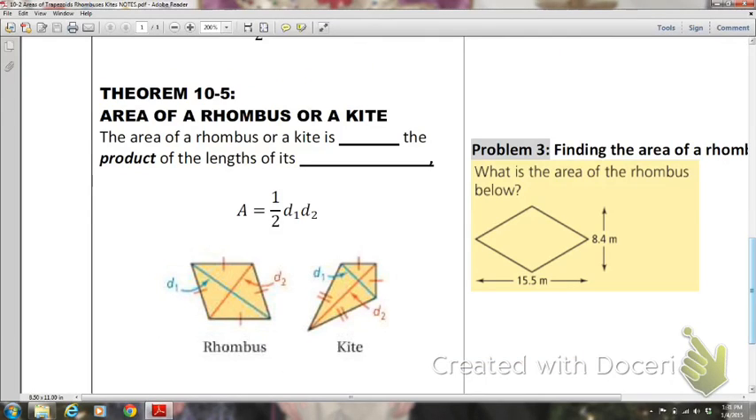And the last theorem in this lesson is the area of a rhombus or a kite. They put these together because they have the same formula. The area of a rhombus or a kite is going to be half of the product of the lengths of its diagonals. So here you have to be able to identify what is a diagonal. A diagonal, by definition, is a segment that connects two non-consecutive vertices. So two vertices that are not beside each other.